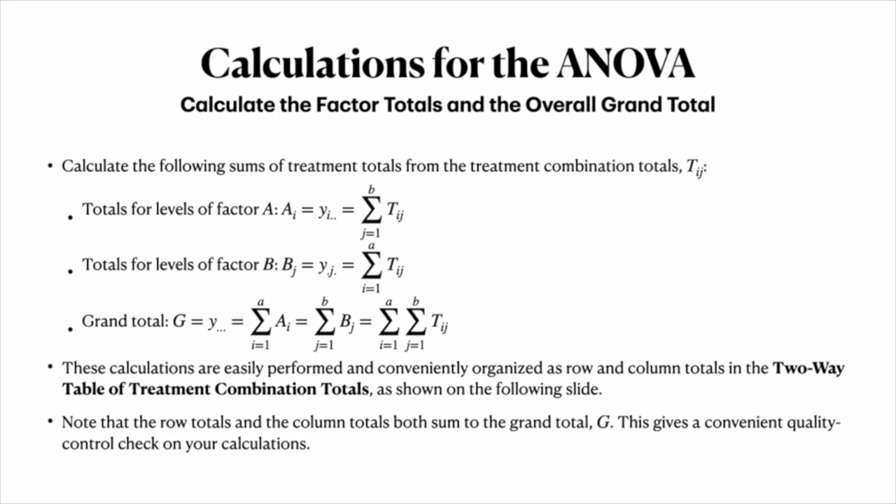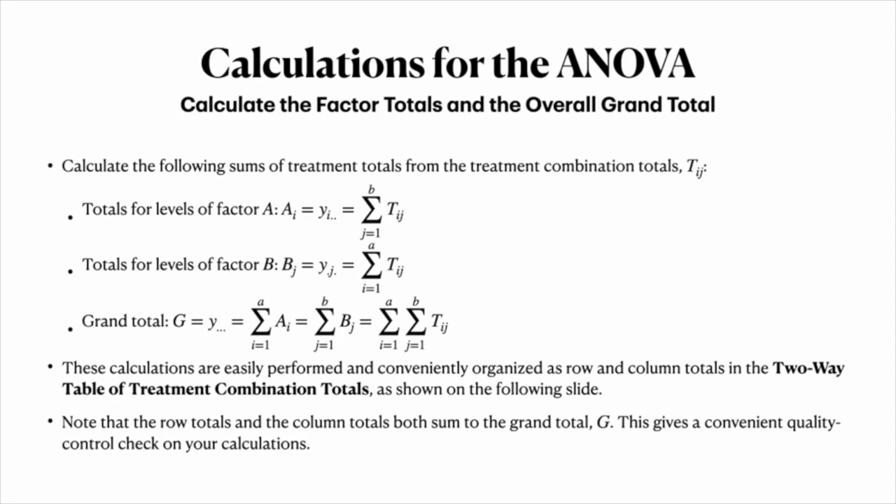And then once we have those, we can use them to calculate the overall grand total, which we denote by capital G. And we can get G by summing up the A sub i's, i going from 1 to a, or by summing up the B sub j's, j going from 1 to b. We could also get capital G, the grand total, by summing up the T sub ij's over both indices, i going from 1 to a, j going from 1 to b. Or we could also represent this using the y notation as y sub dot dot dot, where that again means that we are summing up the y values over all three subscripts.